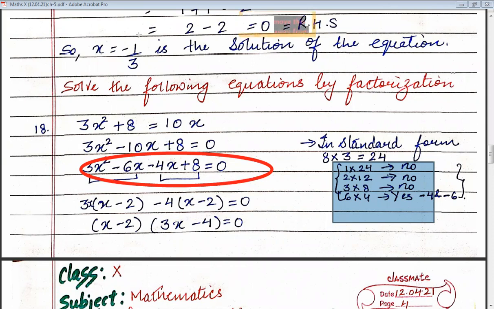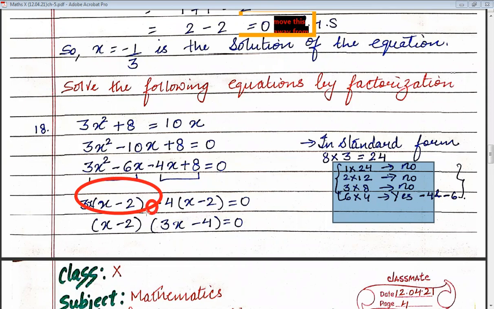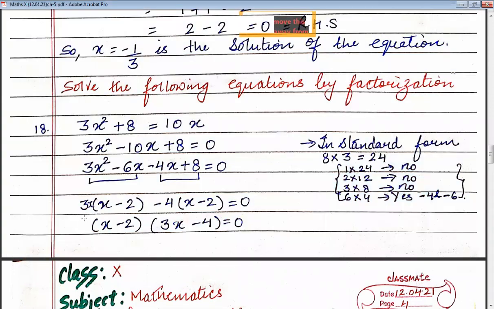Now, just take the common from your first two terms, and your common in the first two terms is 3x. So when you take 3x common, inside it becomes x minus 2. Fine. And in the last two terms, what is common? Minus 4. So when you take minus 4 common, it becomes x minus 2, which is equal to 0. So now children, your quadratic equation is converted into two factors, that is x minus 2 and 3x minus 4 is equal to 0. Now you got two factors.